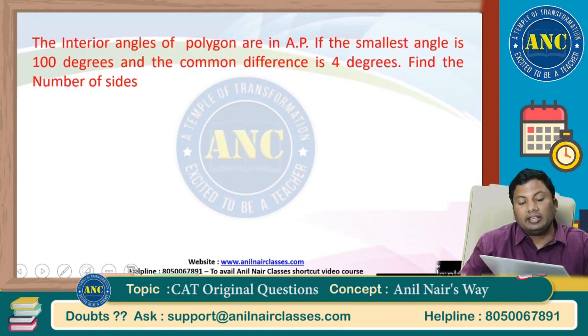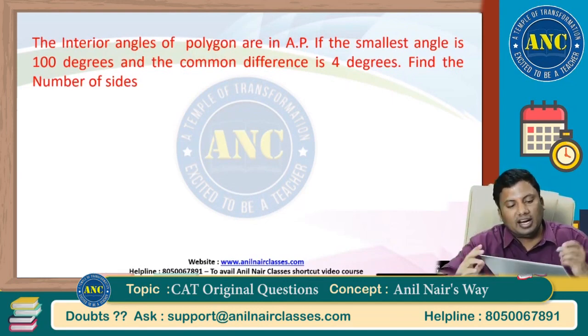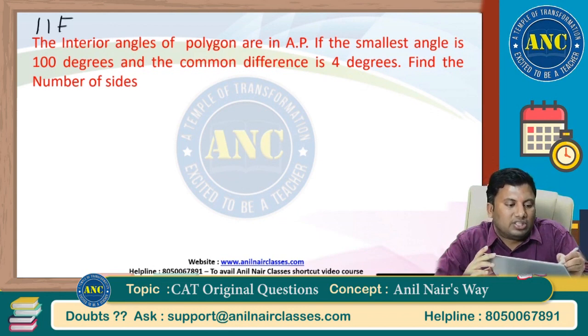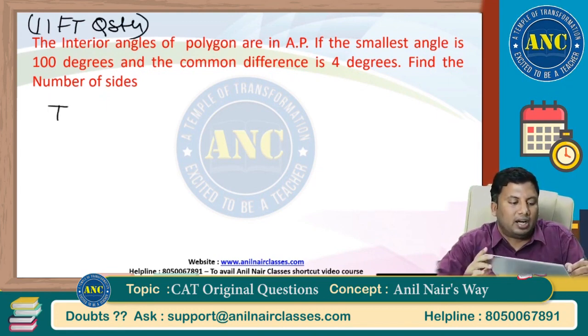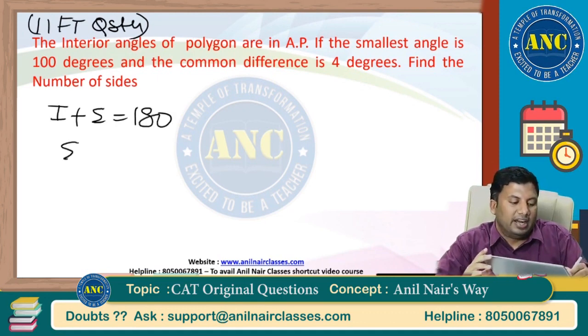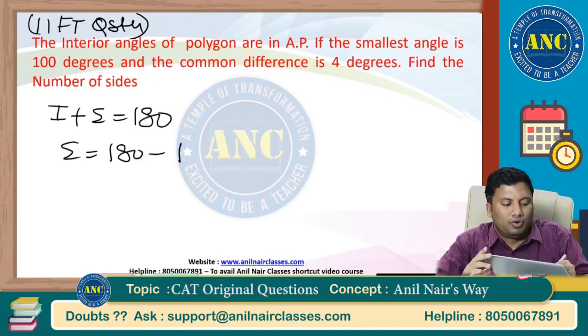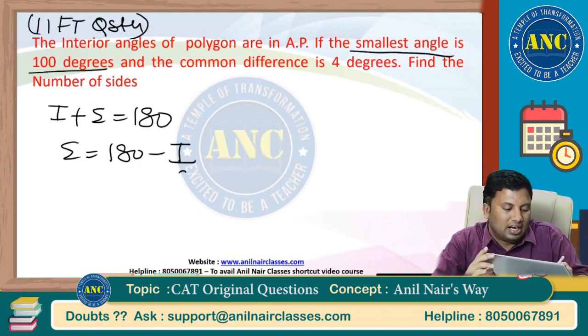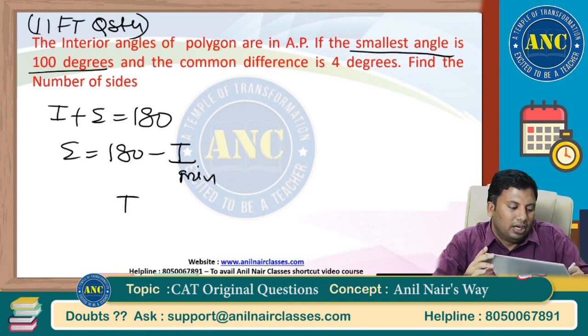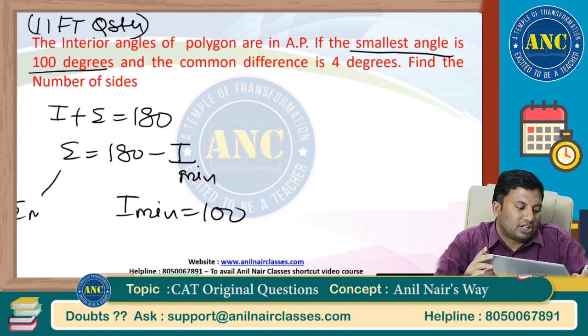Next one. Interior angles of a polygon are in AP. Again, it is an original IIFT question. Interior angle plus exterior angle is 180. Exterior is equivalent to 180 minus interior. Interior smallest is 100. Interior minimum value is 100. Exterior largest value is nothing but 80.